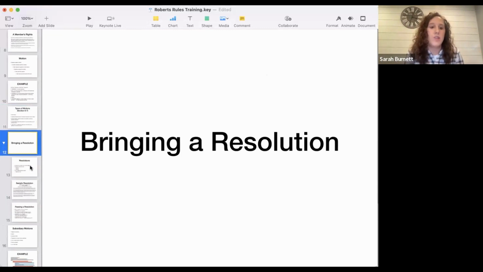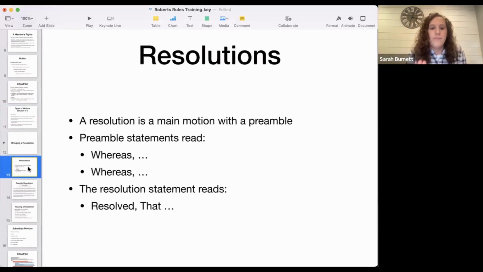I'm going to just go into the resolution for just a minute, and the reason is because resolutions are used a lot in the OKGOP. So a resolution is a main motion with a preamble. It has preamble statements which say, you know, whereas our rules state, whereas this has happened, whereas we need this because. All of those are preamble statements.